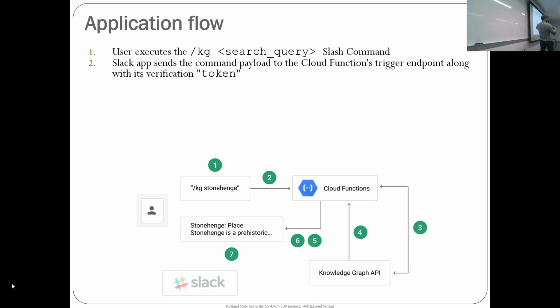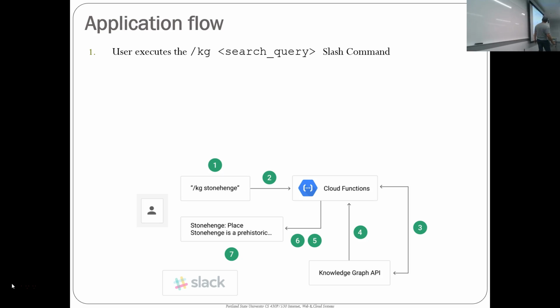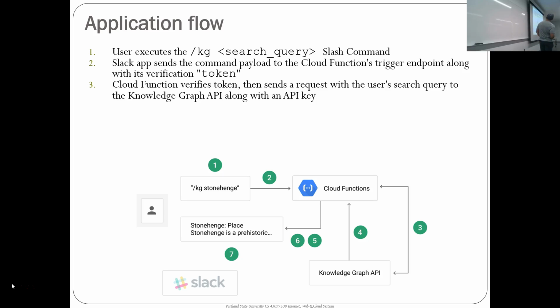So if you remember the encryption thing, you're establishing a shared secret key so that only this particular Slack workspace can call this particular cloud function I have on the back end. So that's what this token is doing. And then the cloud function has an API key to access the Knowledge Graph API. So same thing, shared secret between Cloud Functions and the Knowledge Graph API. And so then it queries the Knowledge Graph API.